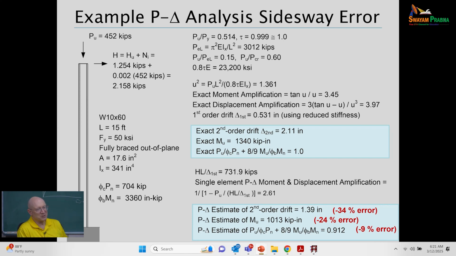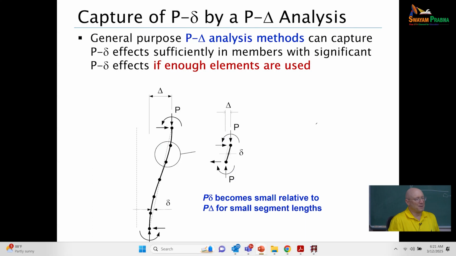So in kind of a worst case scenario, you can say, okay, when it comes down to checking my member strength, yeah, I missed the boat by about 9%. You can say, yeah, I want to do better than that, but the sky's not falling because I did a P large delta analysis. But that would be with just a single P large delta element for the entire length of the member, which is often what engineers may like to do.